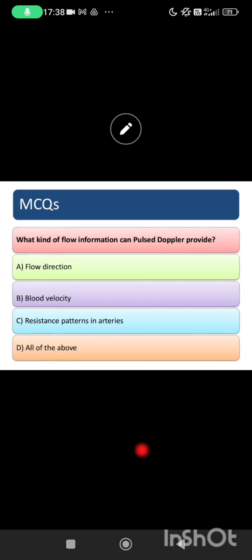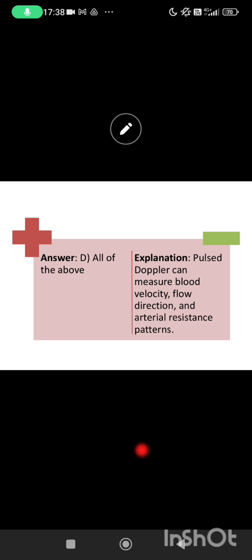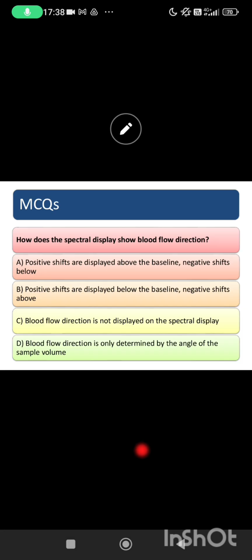Dr. Awadia, what kind of flow information can pulse Doppler provide? All of the above. Yes, exactly. Tasween, how does the spectral display show blood flow direction? It's A. Positive shifts are displayed above the baseline, negative shifts below. Okay, very good.